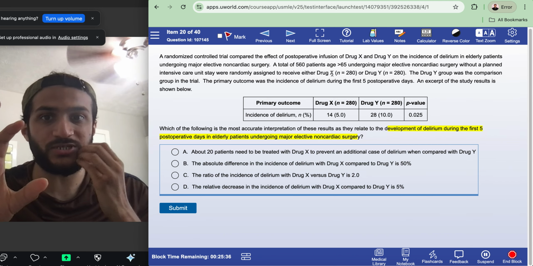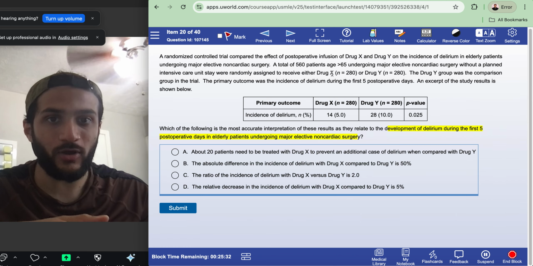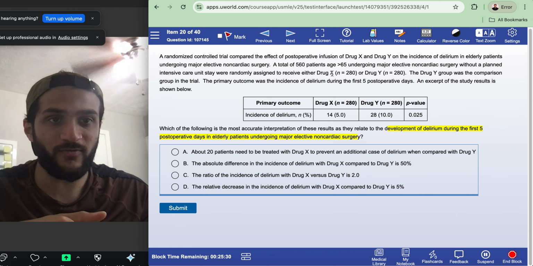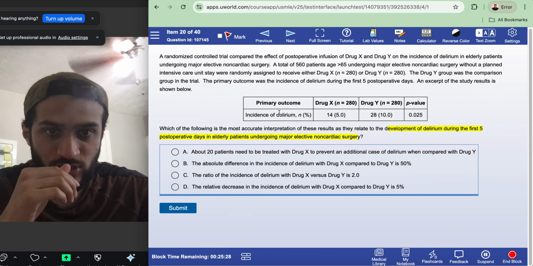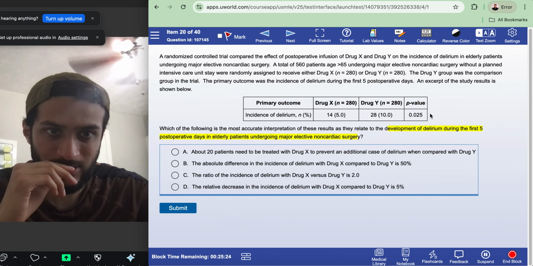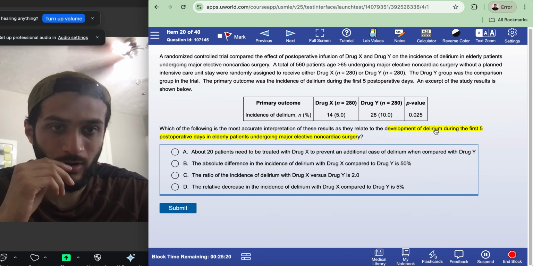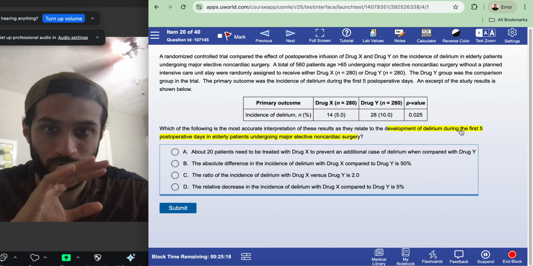Drug Y was the comparison group in the trial. The primary outcome was incidence during the first 5 days. The drug X group is shown over here. Incident delirium is going to be 14 out of 280 and 28 over here. The P-value is significant. Which of the following is the most accurate interpretation of these results as they relate to the development of delirium during the first 5 days post-op?